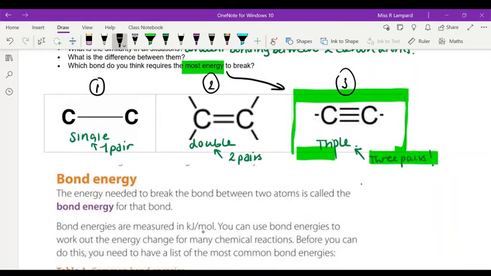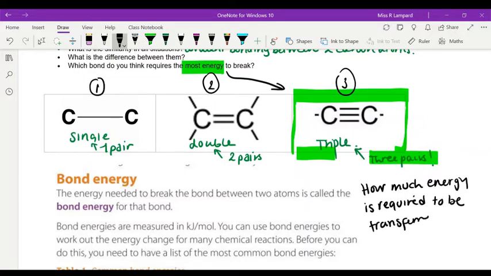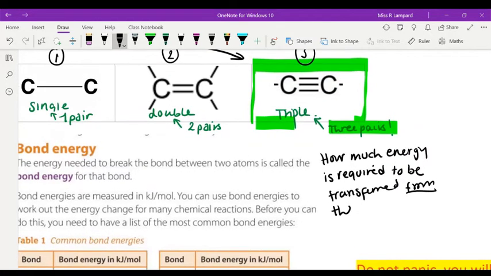How much energy do I need to put in to break the bond? I'm going to put how much energy is required to be transferred from the surroundings, remembering this is an endothermic process.